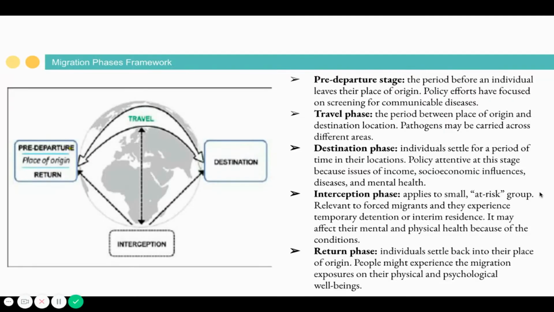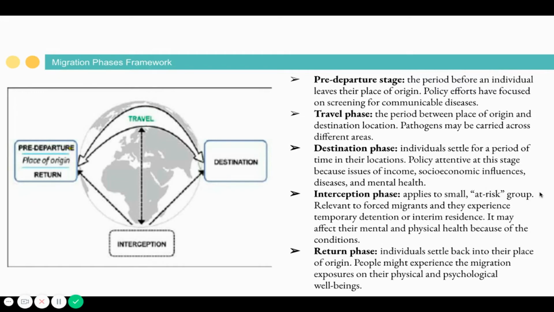The migration phases framework can be broken up into five stages. The first is the pre-departure stage. The pre-departure stage is the period before an individual leaves their place of origin, and policy efforts are focused on screening for communicable diseases. The second is the travel phase. The travel phase is the period between place of origin and the destination location. This is where pathogens may be carried across different areas.